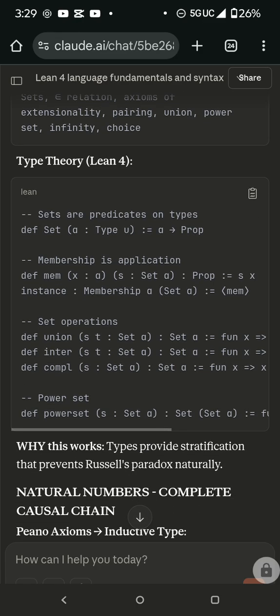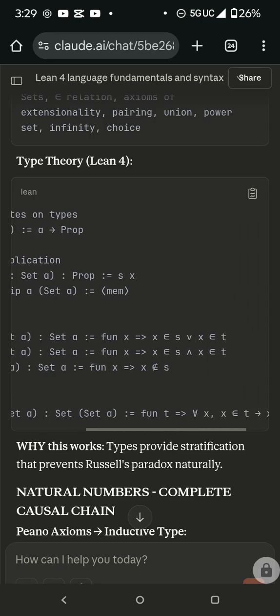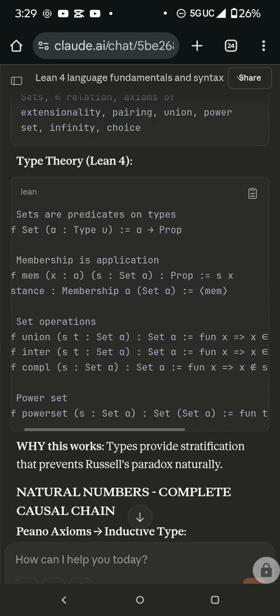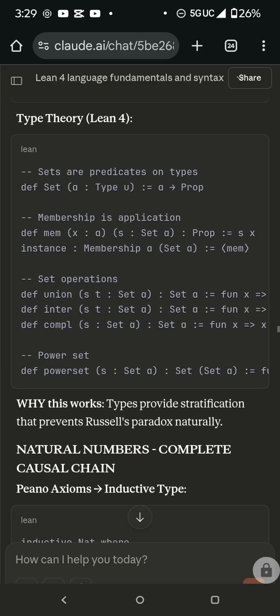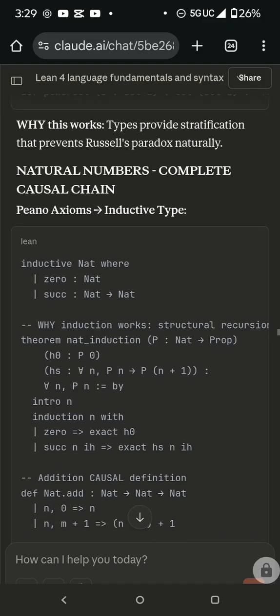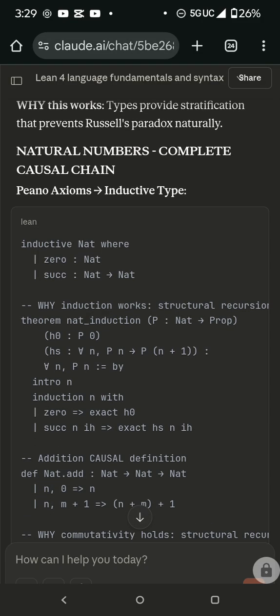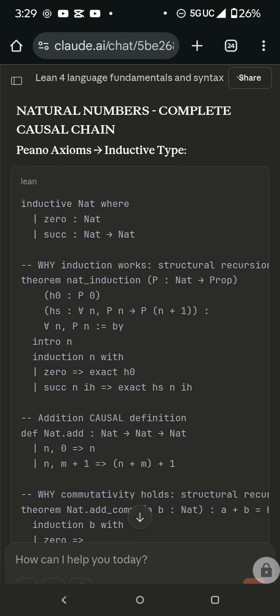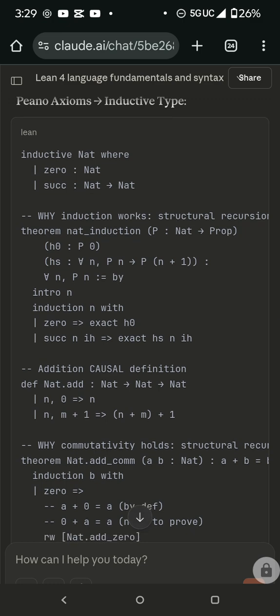Sets are predicates on types. Membership is application. Set operations as shown. Power sets as shown. All like this. It notes for us why this works. Types provide stratification that prevent Russell's paradox naturally. Then, natural numbers are complete causal chain. The Peano axioms, inductive types. All like this.